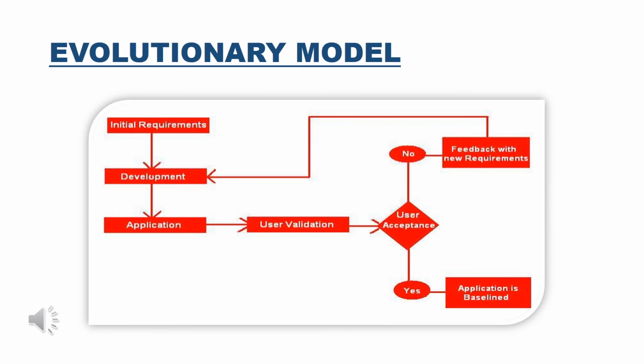So this is the diagram of the evolutionary model. It starts with the initial requirements. After these requirements, we create a design, that is the development process is done, and then after each design it is given to the user for evaluation, and the user provides the feedback on the basis of which we plan for the next iteration, and that phase is known as user validation. If the user is satisfied, then we continue to build on the next phases, and if not, then we move back again to the initial requirements.